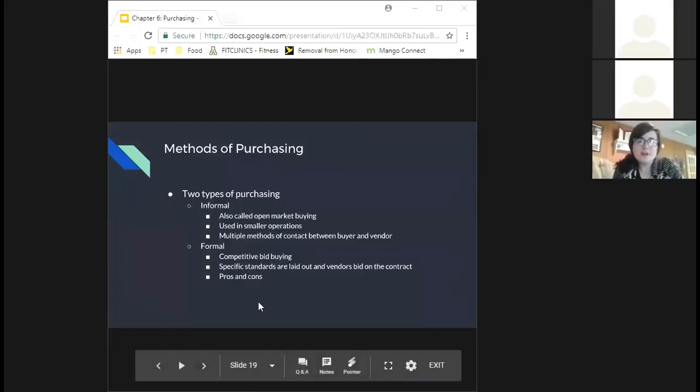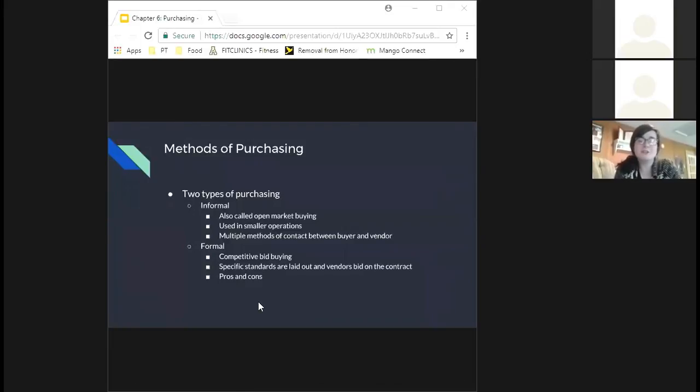All right, so let's talk about methods of purchasing. There are two types of purchasing. The informal type is also called open market buying, which is used in smaller operations. It's where vendors offer what's called a price quotation to the buyer, and the contracts are written through multiple modes of communication, including faxing, phone calls with sales representatives, and computer communication, which is the most popular today.